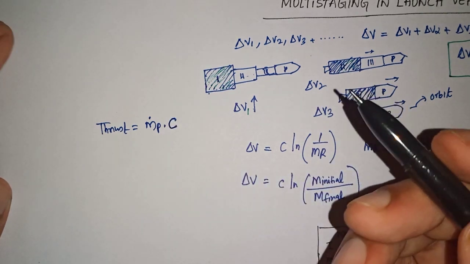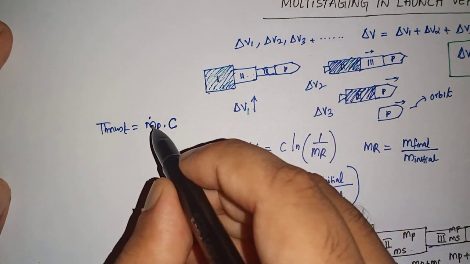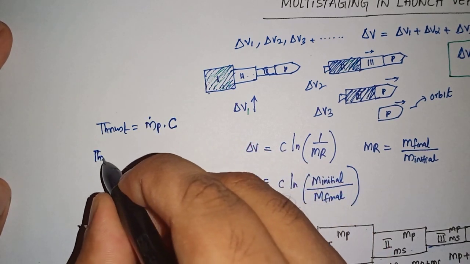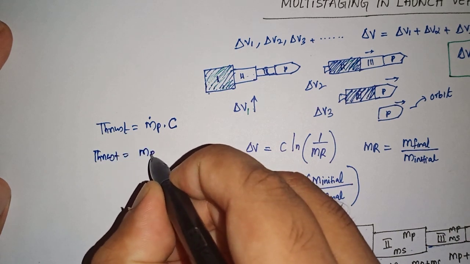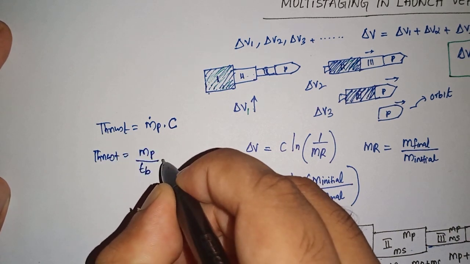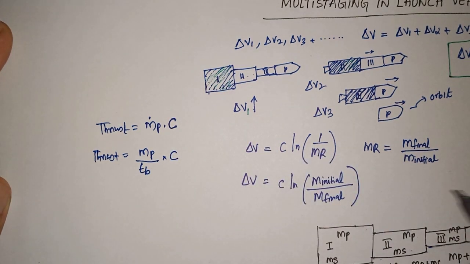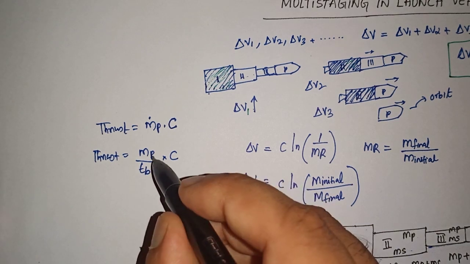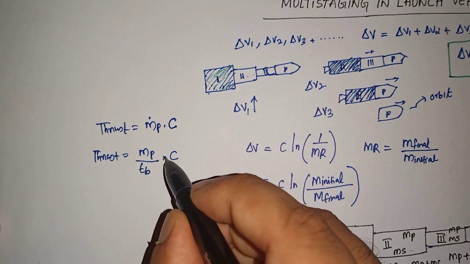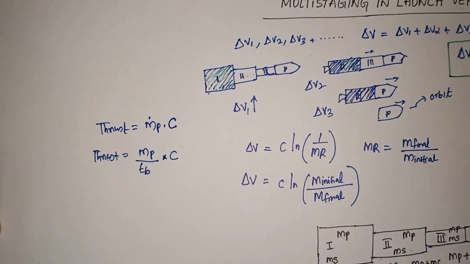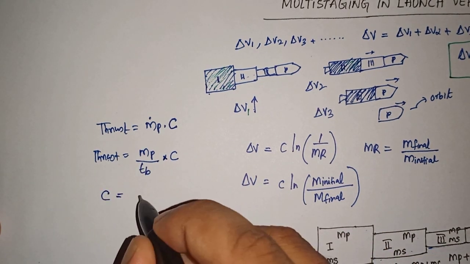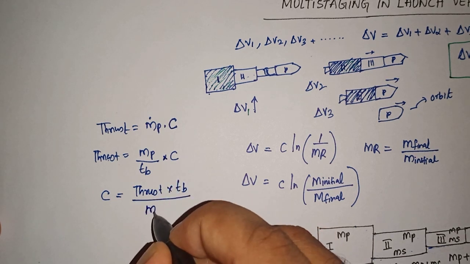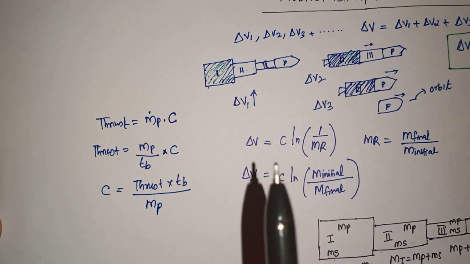In some cases in real time, we can take the thrust equation to be the mass of the propellant divided by the burn time, into the C value. So burn time is the total time over which the propellant gets burned. That is called the burn time. So the mass of the propellant divided by the burn time, into C, will give me the thrust. So C can be found out as your thrust into the burn time divided by the mass of the propellant of that particular stage. So this thing we have to keep in mind.